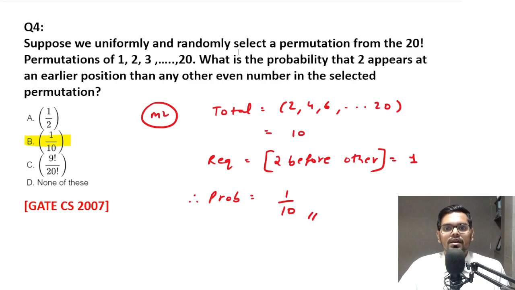Since it is uniformly and randomly done, there is uniform distribution, equiprobable for every digit. They are asking the probability that 2 appears at an earlier position than any other even number in the selected permutation. So how many even numbers in total do we have? 2, 4, 6, 8. If you check, we have 10 even numbers. In that, you need 2 to appear earlier than any other even number. So that is the only one case, 2 before the others, like this: 2, 4, 6, right? Only one case. So one case out of 10, so 1 by 10 is the answer, as simple as that.